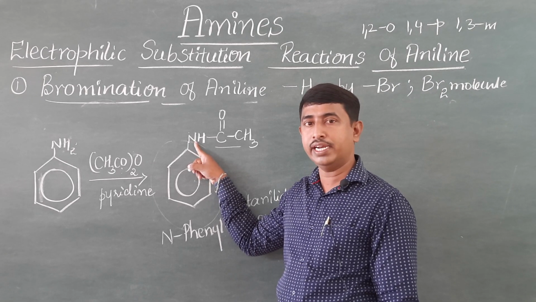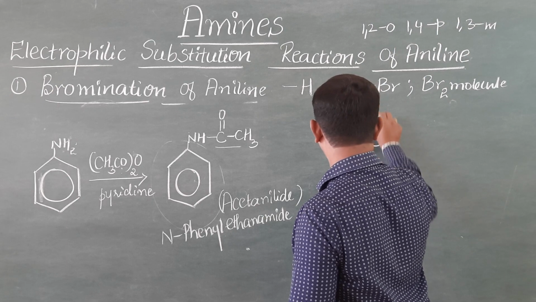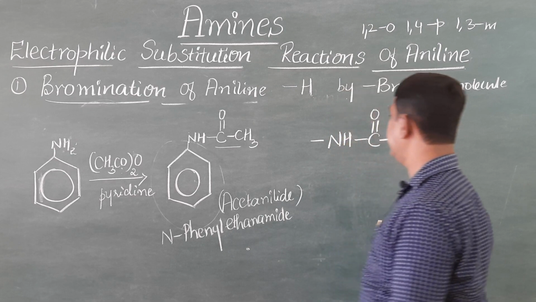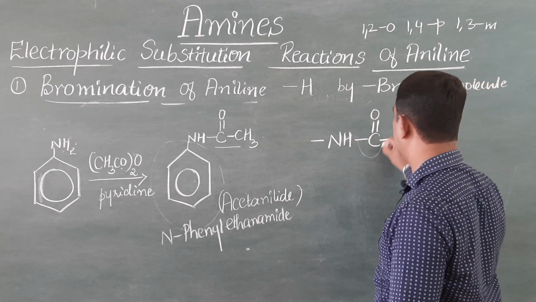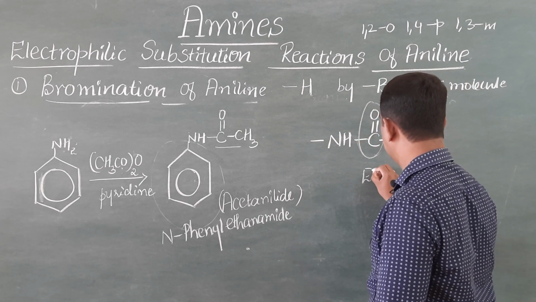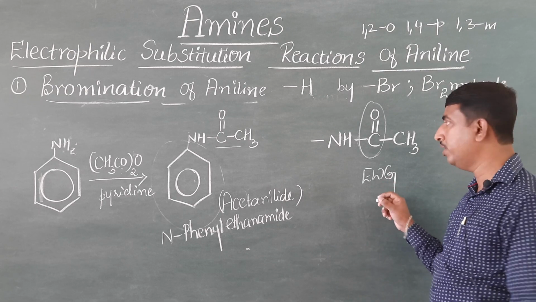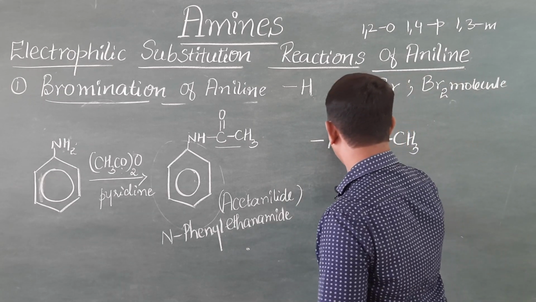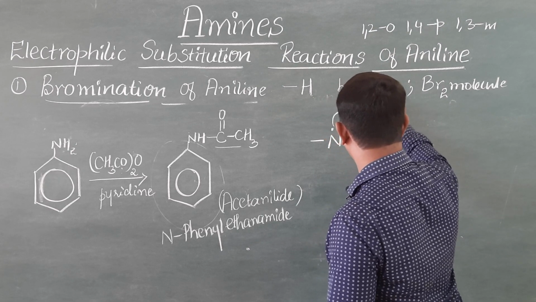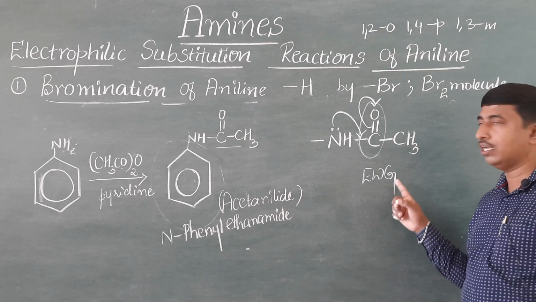Now, its electron donating tendency is less. Why? See, now nitrogen is bonded to a carbonyl group. Nitrogen is bonded to carbon. This group is called the carbonyl group, and this group is an electron withdrawing group. So, what happens? The lone pair of electrons will be shifted towards the oxygen atom of the carbonyl group.